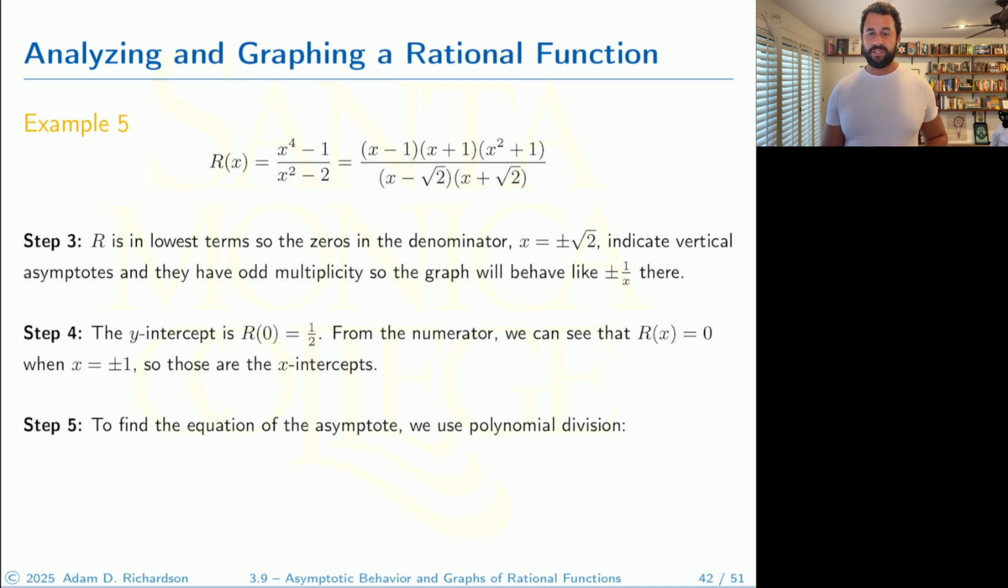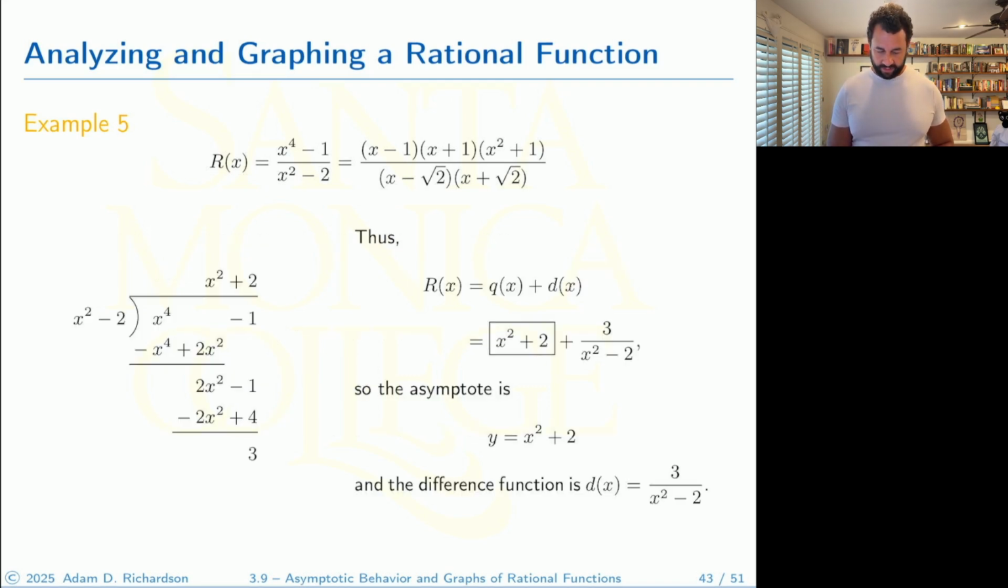Now we need to do the division algorithm. There's no shortcut here. We can see that the degree of the numerator is greater than the denominator, so we are going to get a result when we perform the division. So here we go. What do I multiply x squared by to get x to the fourth? X squared. X squared times x squared is x to the fourth. X squared times -2 is -2x squared. Change the signs. Keep going. And then this is the quotient that we get, x squared plus 2.